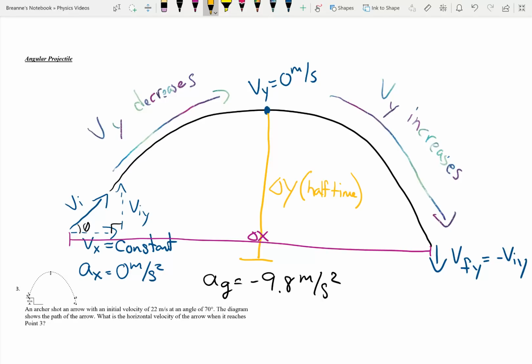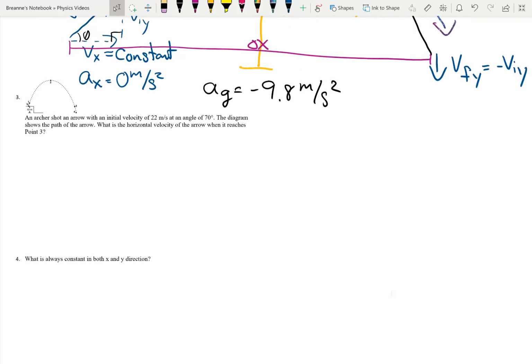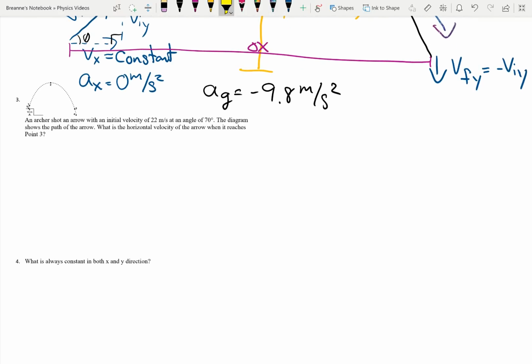I think that is about it for overarching concepts. If I think of any more, we'll scroll back up. So let's do some practice problems. An archer shot an arrow with an initial velocity of 22 meters per second at an angle of 70 degrees. The diagram shows the path of an arrow. What is the horizontal velocity of the arrow when it reaches point 3?